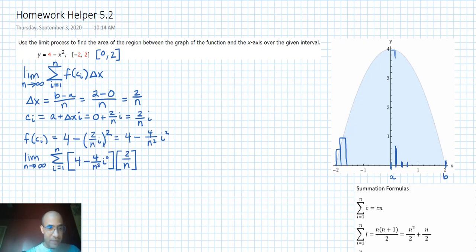Anyway, so first simplifying, I'm going to just distribute the 2 over n to both of these terms in here. So that will be 8 over n, right, 4 times 2 over n is 8 over n, minus 4 over n squared i squared times 2 over n is 8 over n cubed i squared. So this is the expression that I want to take the sum of. Sum i equals 1 to n, and I want to do the limit of that as n goes to infinity. Okay, great. Let me scroll down a little bit.